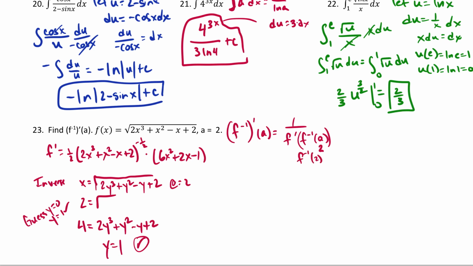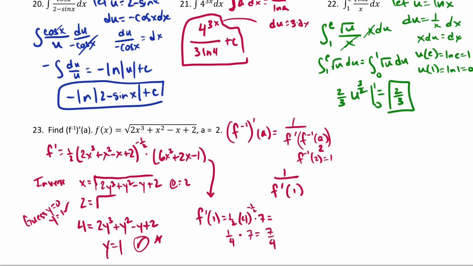The inverse of 2 gave me 1, which we just did right on this side. So now I need 1 over f prime of 1. Well, I have f prime right there, so that means f prime of 1 comes out to be 1/2 times 4 to the negative 1/2 times this over here comes out to be 7, which gives me 1/4 times my 7, which is 7 over 4. Okay, so that becomes 1 over 7 over 4, which gives me 4/7 as my inverse derivative.